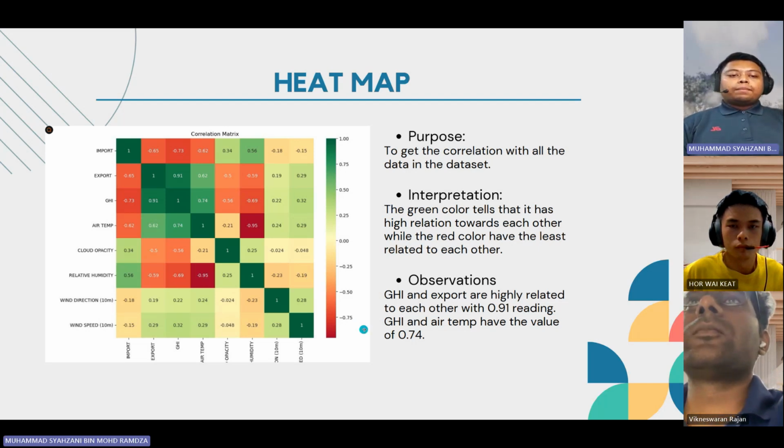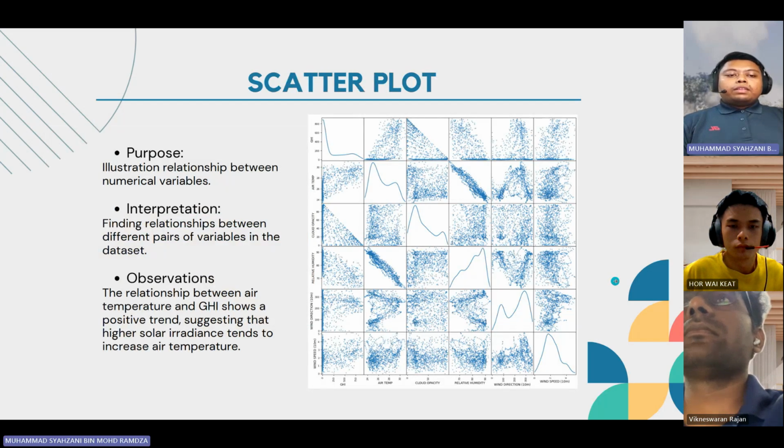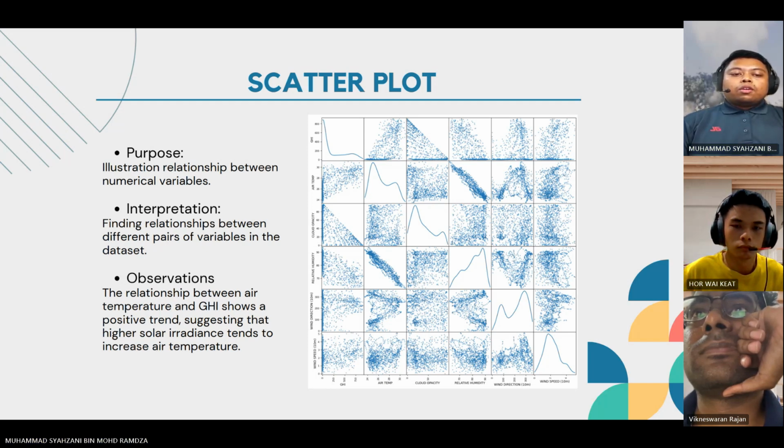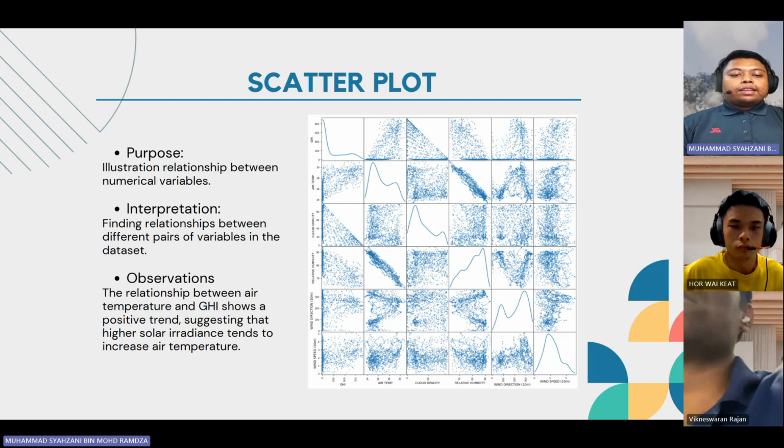Next, we go to the scatter plot. The purpose of the scatter plot is to illustrate the relationship between numerical variables. By using the scatter plot, we can find the relationship between different pairs of variables. From the observation, I can tell that there is a positive trend between GHI and air temperature. This shows that as solar irradiance increases, the air temperature tends to increase as well. Besides, the variable cloud opacity also reveals how it affects the solar irradiance. But now we are focusing on air temperature and GHI.